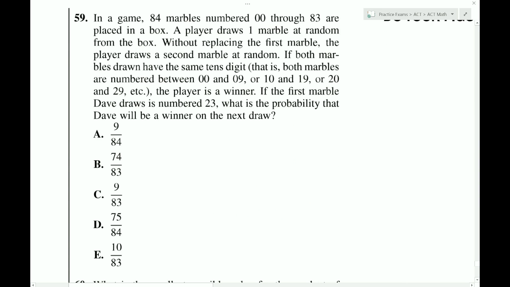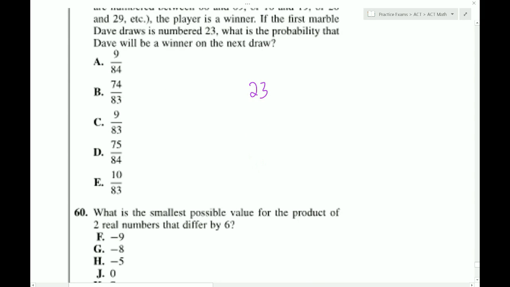In a game, 84 marbles numbered 0 through 83 are placed in a box. A player draws one marble at random from the box. Without replacing the first marble, the player draws a second marble. If both marbles have the same tens digit, the player is a winner. If the first marble Dave draws is 23, what is the probability that Dave will be a winner on the next draw? Okay. So basically they have to have the same tens digit, right?